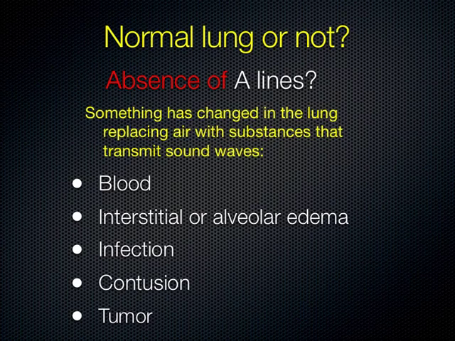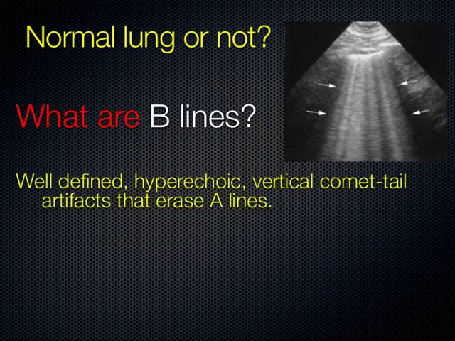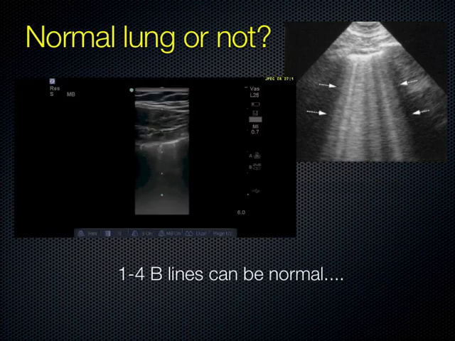B lines are actually vertical artifacts that erase the A lines. So normal aerated lung has A lines, but if you have B lines, these are artifacts created by fluid in the lung that will obliterate the A lines. So normally, these vertical comet tails, you can have a couple little ones that are normal. You can have up to four, some people say three, can be normal. But if you have multiple, it is fluid that has overtaken the air in the lung.